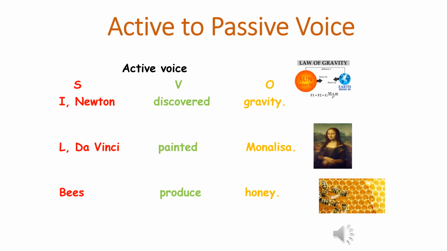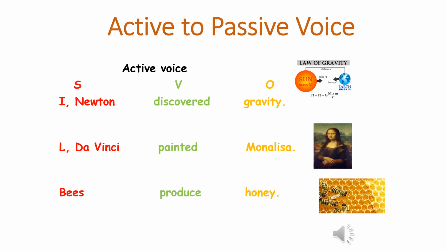Isaac Newton discovered gravity. Leonardo da Vinci painted the Mona Lisa. Bees produce honey. Here, the subject in every sentence does the action to the object. The subject is in red, the verb is in green color, and the object is in orange color. The subject here is the doer of the action.